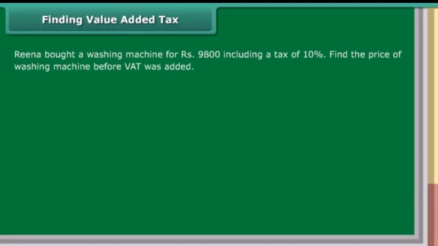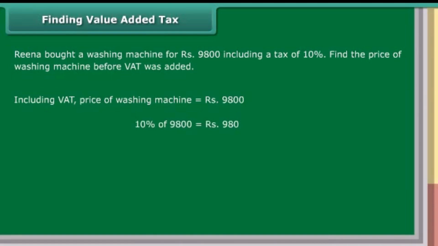Finding value added tax. Reena bought a washing machine for rupees 9,800, including a tax of 10%. Find the price of washing machine before VAT was added. Including VAT, price of washing machine is equal to rupees 9,800. 10% of 9,800 is equal to rupees 980. Price before VAT added is equal to 9,800 minus 980 is equal to rupees 8,820.